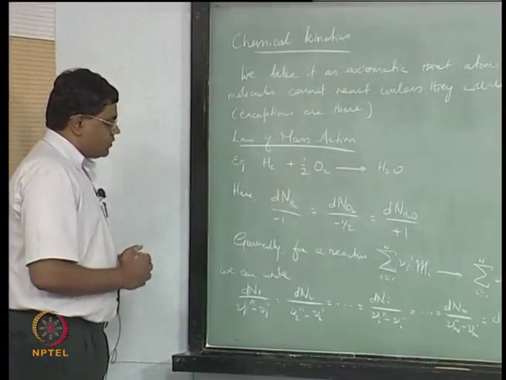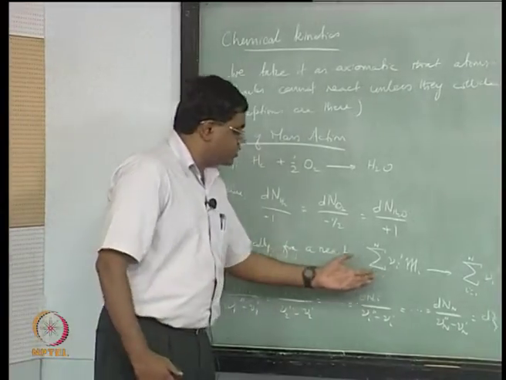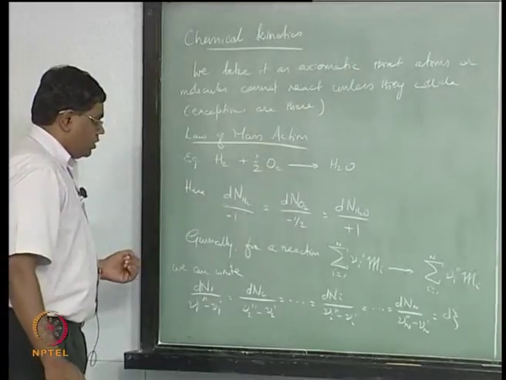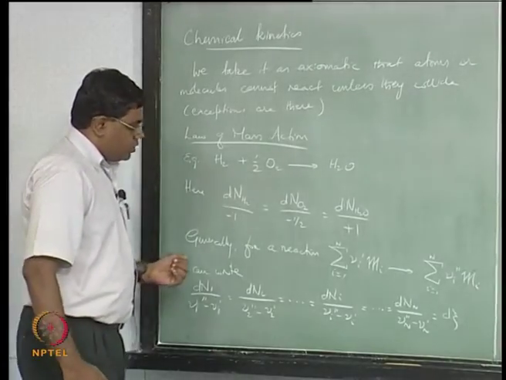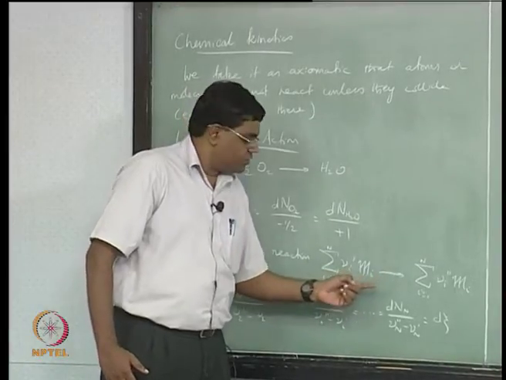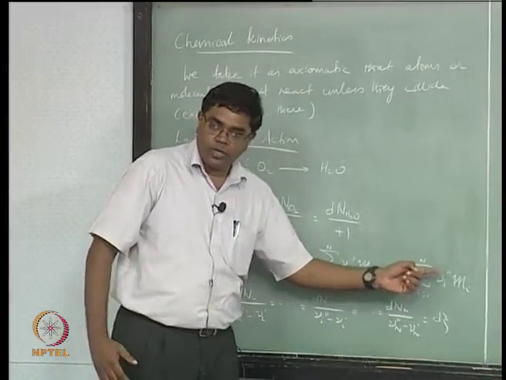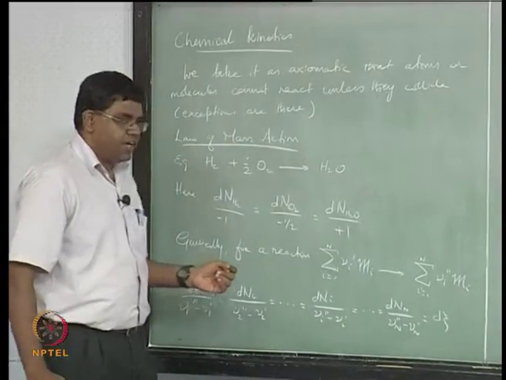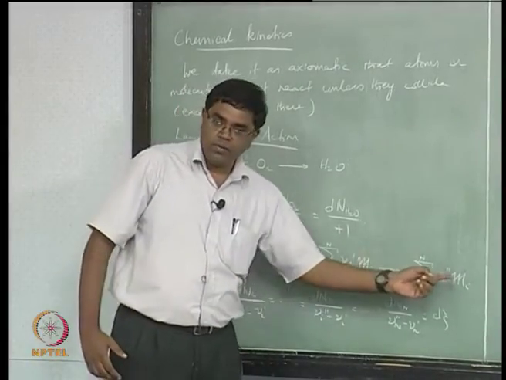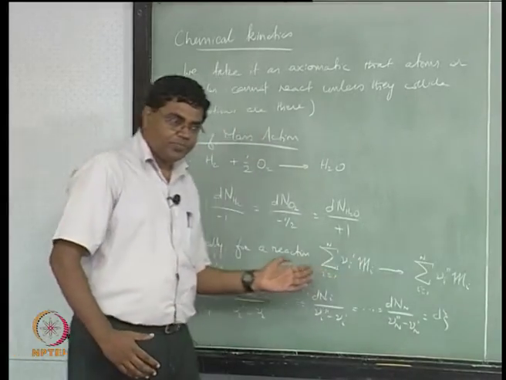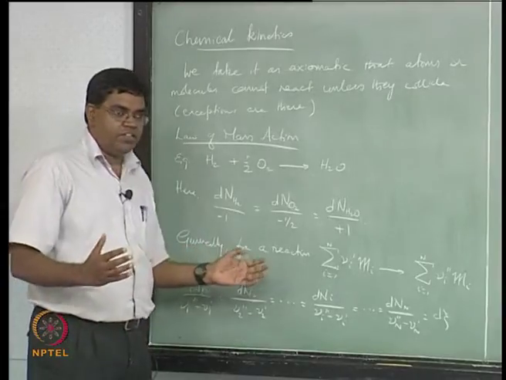So if you now consider a general reaction like an algebraic form that we have considered before, except we now write nu i single prime script M i gives sigma i equals 1 to n nu i double prime script M i. So previously we had an n i single prime and an n i double prime. We have switched to nu i. Suddenly we became Greek. Yeah, there is a reason for this.